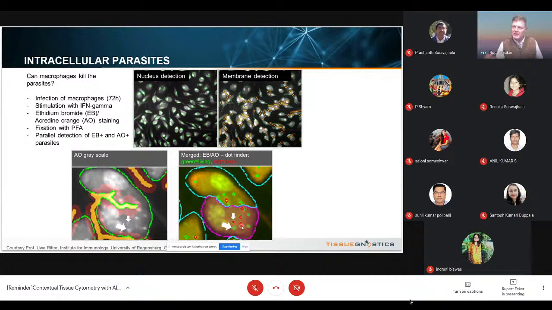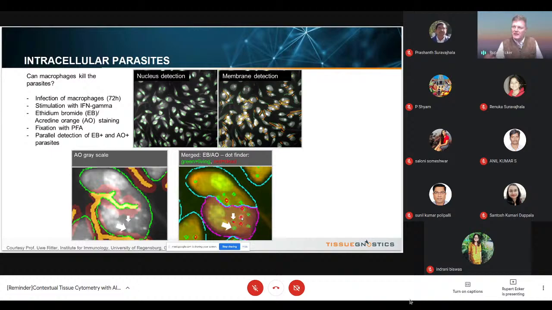And because there are two stains for the parasites, one which labels all nuclei and a second stain which only labels dead nuclei, we can see that those which are labeled in green are the living parasites, and those which are red and green double positive are the dead parasites. So with this methodology, we can not only identify single cells and parasites, but also determine intracellular parasites per single cell, and how many parasites are alive and how many are dead, which is crucial in order to assess the effect of treatment.